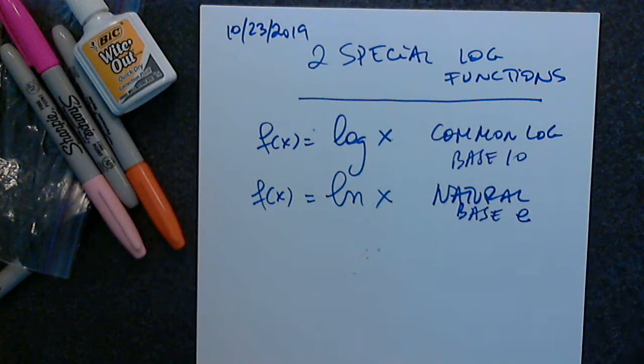And as we know, as you see in the graphing calculator, they have their own spot here. e to the x and ln, they share the same key because they are inverses of each other. And 10 to the x and log, they share the same key because they are inverses of each other. So those are the two special ones.